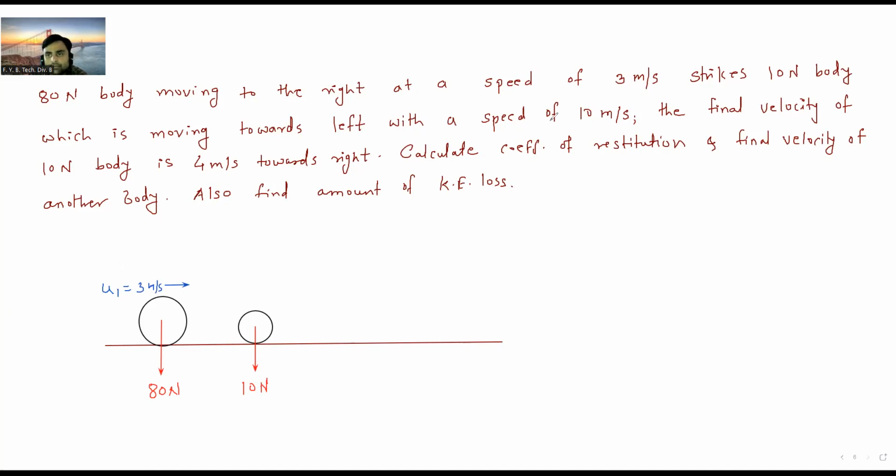Then it strikes the 10 newton body which is moving towards left with a speed of 10 meter per second. So u2 is equal to, see, the first body is moving towards right, so towards right we consider the velocity as positive. As this is moving towards left, we will consider it as negative, and it is minus 10 meter per second because it is moving towards left. For moving towards right we take this direction as positive, for left it is negative. Okay.